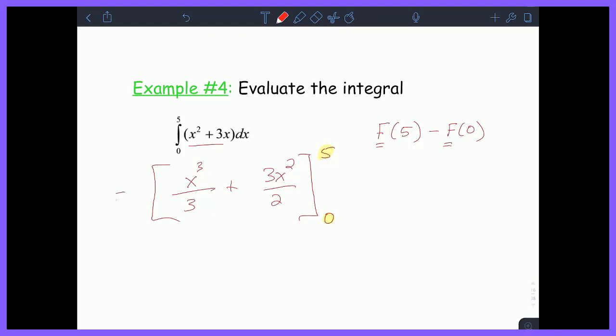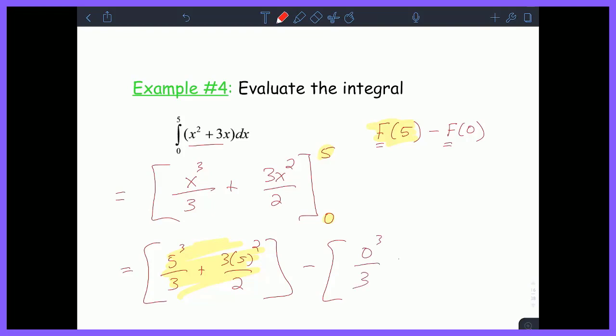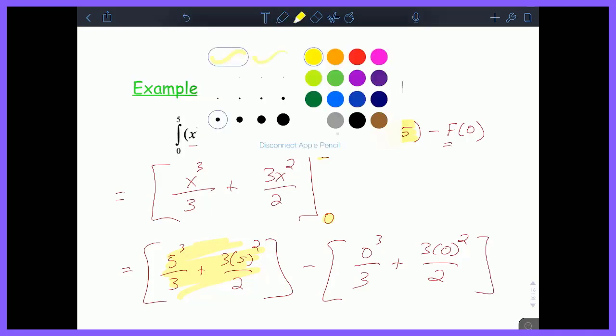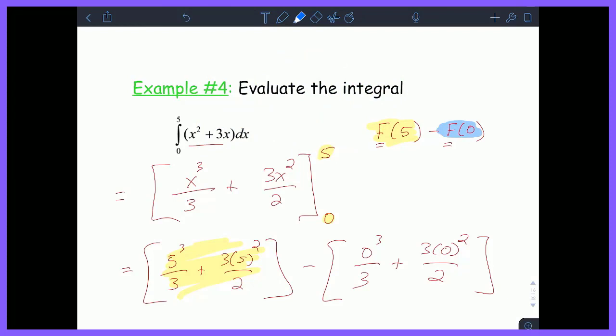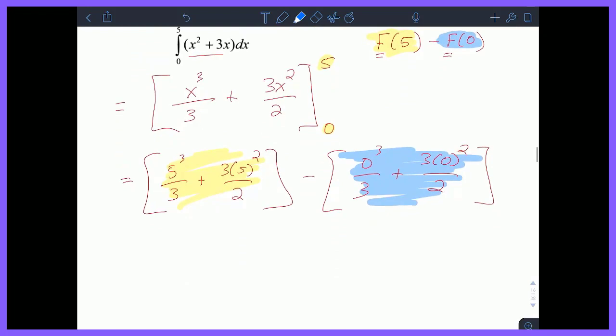So in order to calculate the integral, we simply have to plug the 5 into the antiderivative. So that would be 5 cubed over 3 plus 3 times 5 squared over 2. That's part 1. That is f of 5. That's what this is right here. Then we're going to do a minus, and we're going to do it again, but we're going to plug in 0. So this is 0 cubed over 3 plus 3 times 0 squared over 2. And I'll try to use a different color highlighter. I'm not sure it'll show up nicely, but f of 0 is this piece right here. So this is the fundamental theorem of calculus part 2 that helps us evaluate the integrals.